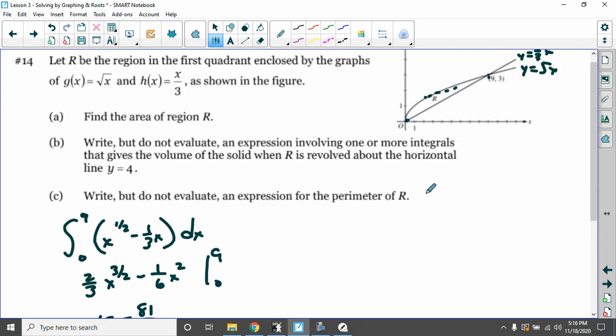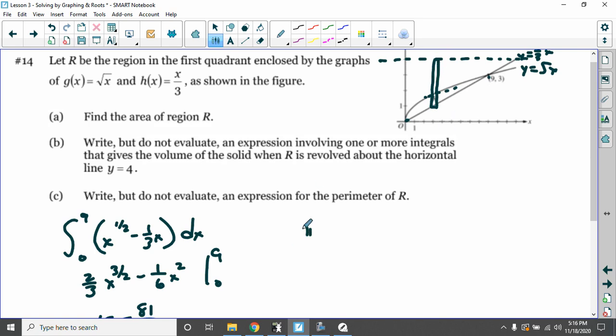Part B wants us to write an expression that would find the volume when revolved about the horizontal line y equals 4, which is right here. So y equals 4, that's a horizontal line, so we are using the disk method. We are going to go all the way across.